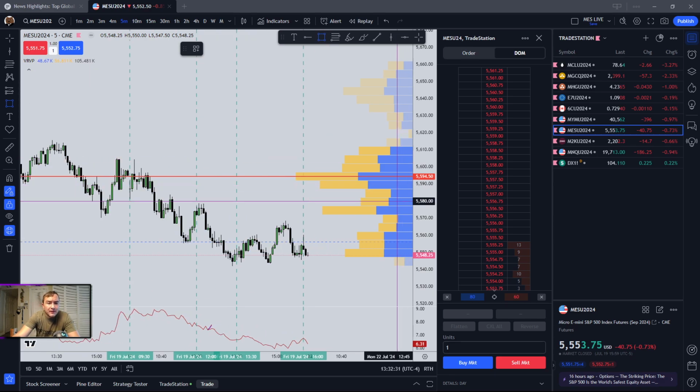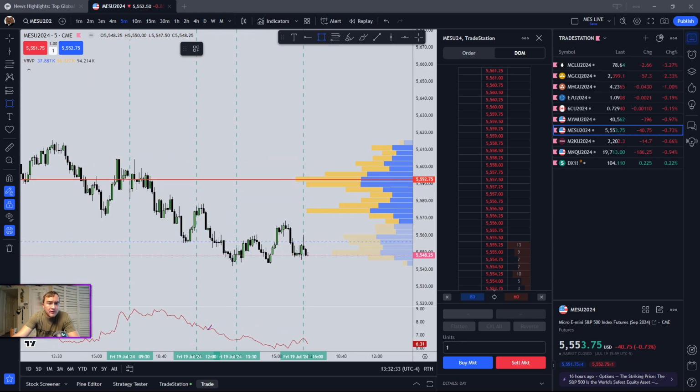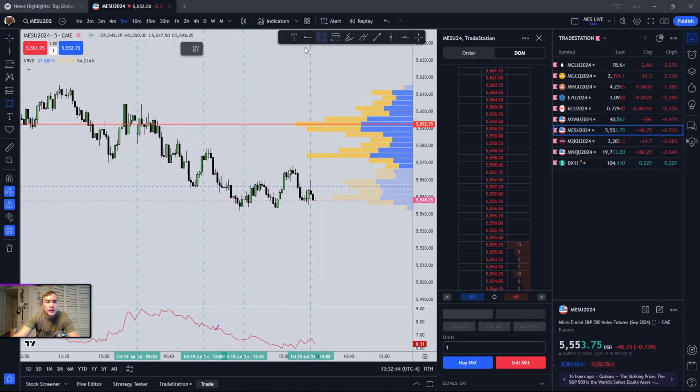So you can see that when I change the visible range, the volume profile changes. Generally, guys, I don't find it to be that impactful, but you should know that this is a visible range volume profile. The point of control is where the market has put in the most volume by price. So we look at this red line here.